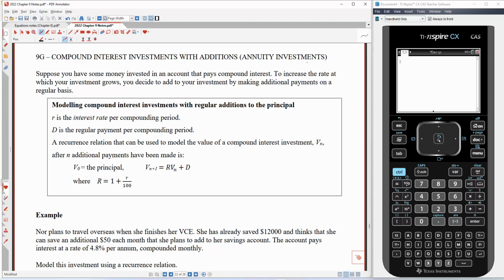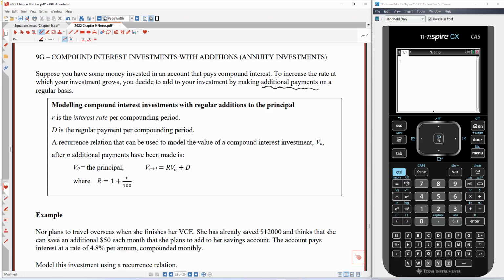Today what we'll look at is compound interest investments with additions, or an annuity investment. Suppose you have some money invested in an account that pays compound interest. To increase the rate at which your investment grows, you decide to add to your investment by making additional payments.